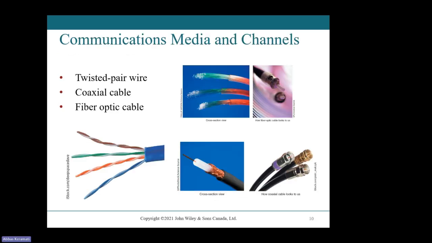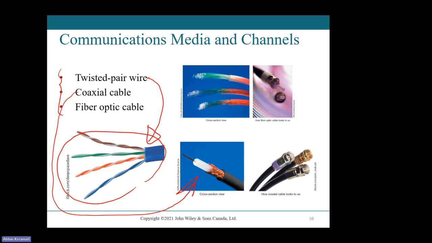So we have another basic concept, which is communication media and channels. We have, here on the screen, three types of communication media. A twisted pair wire, which is this one. And coaxial cable, this one is coaxial cable. And then fiber optics. Fiber optics is this one.